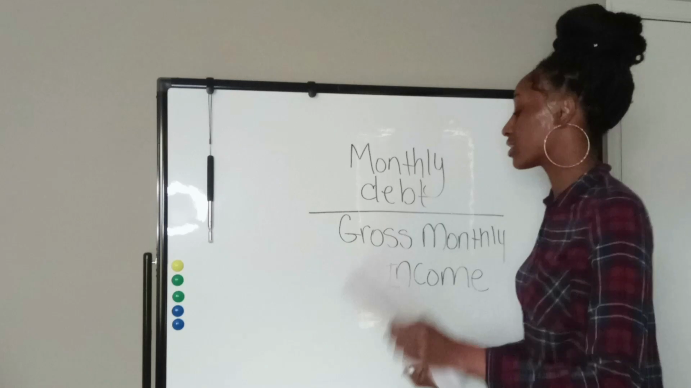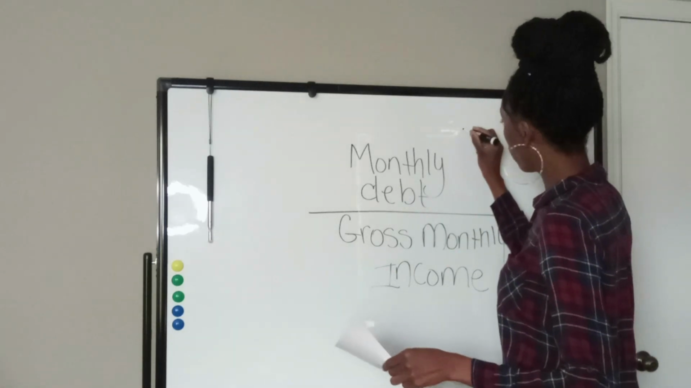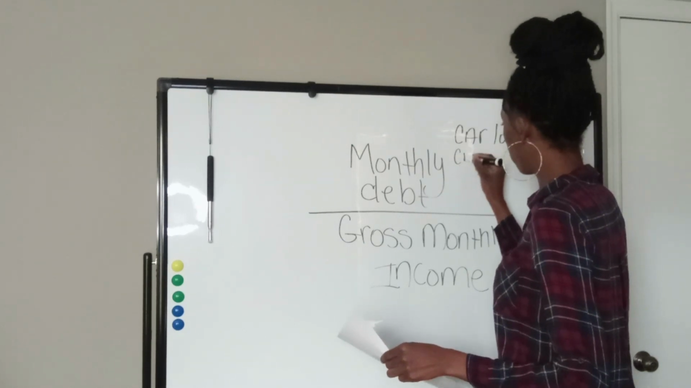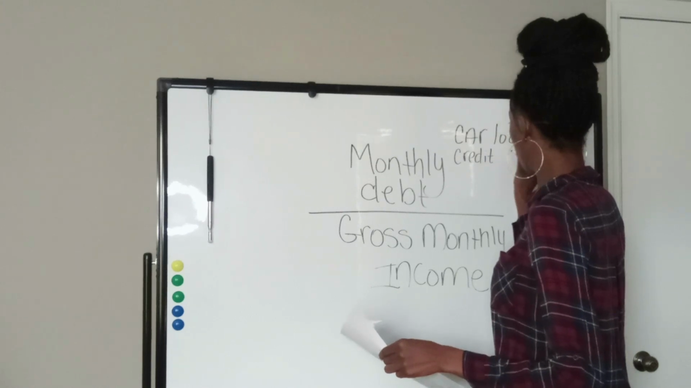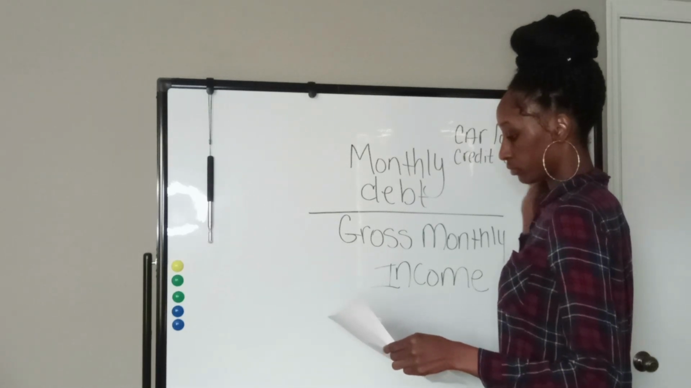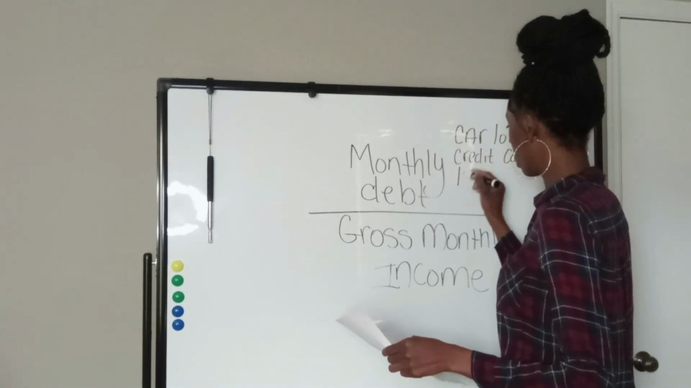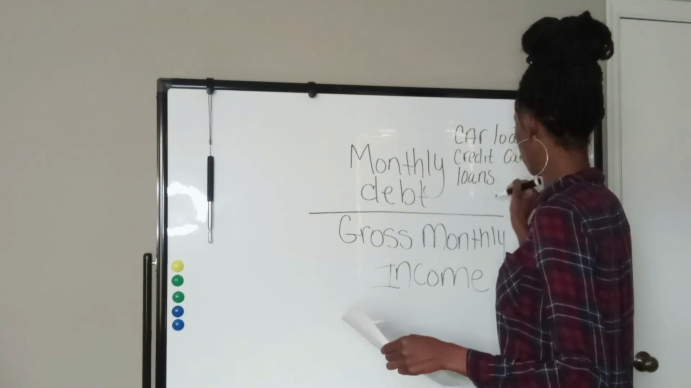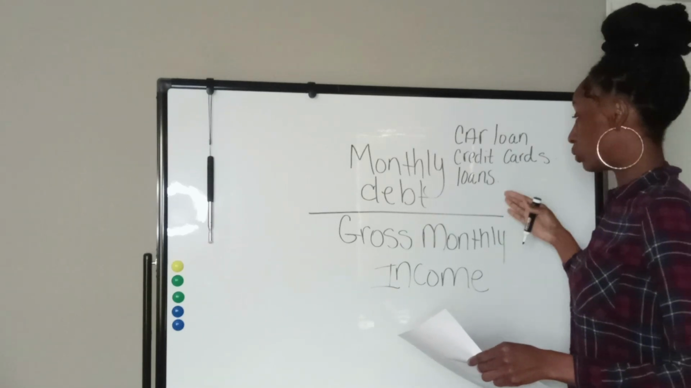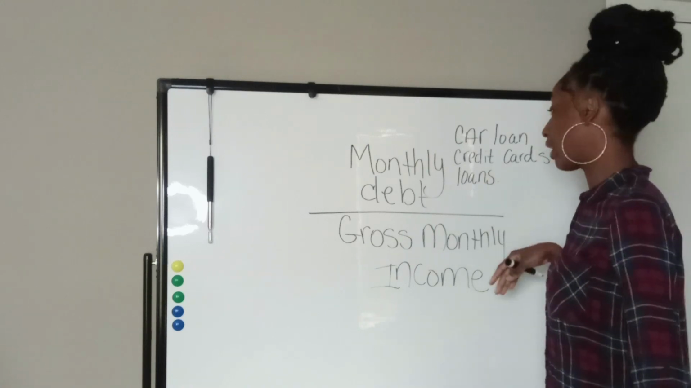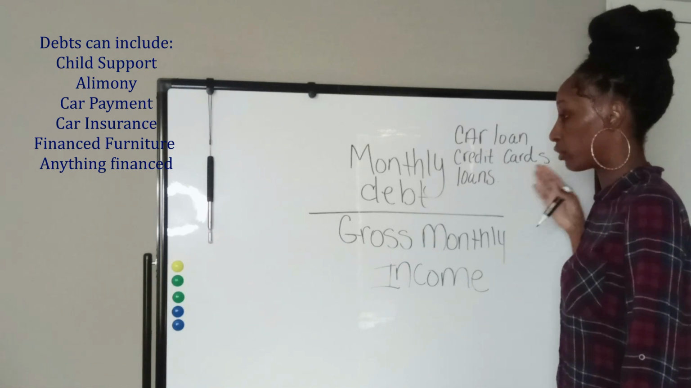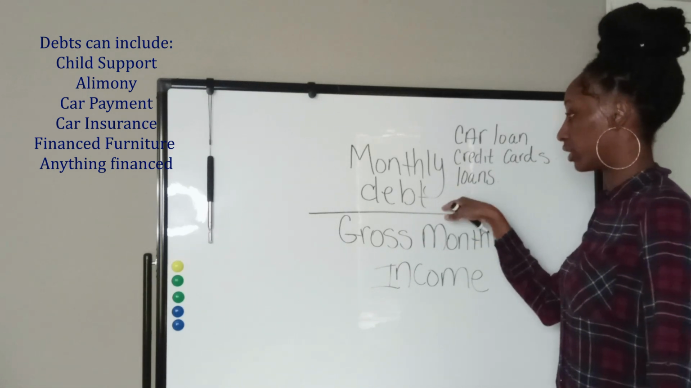Your debts can consist of things such as your car note, so your car loan, credit card payments, any type of personal loan, anything that you're paying on a monthly basis. When I say personal loan, it can be a piece of furniture that you have. If it's something that's reporting that you're paying on a monthly basis, and especially if it's reporting on your credit, you want to include it on your monthly debt.